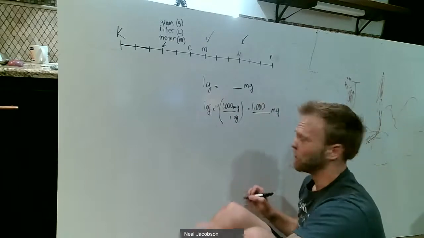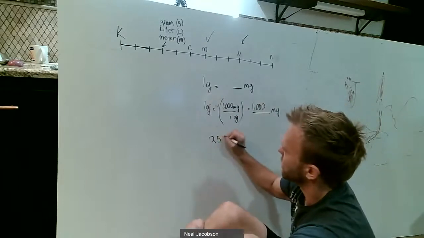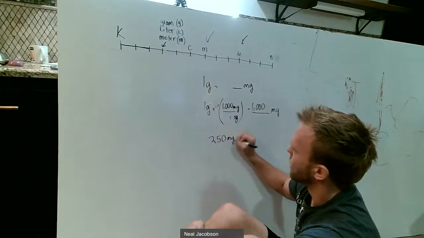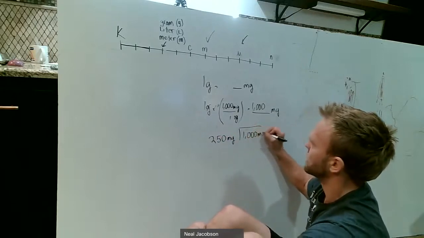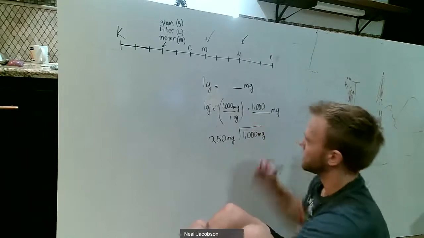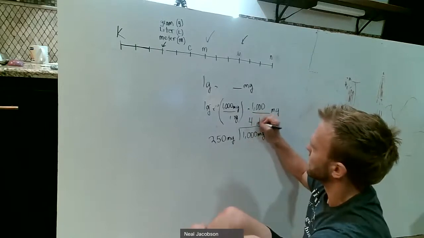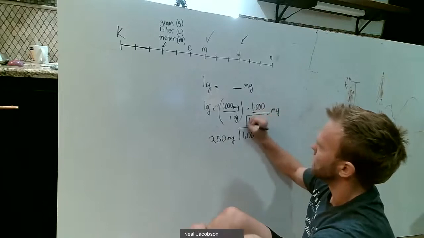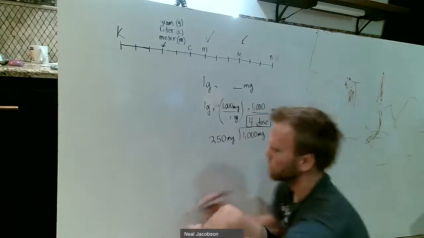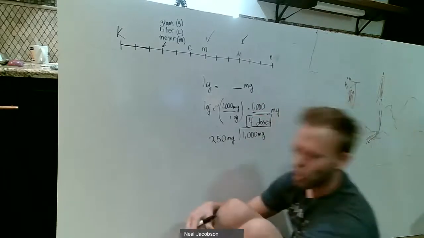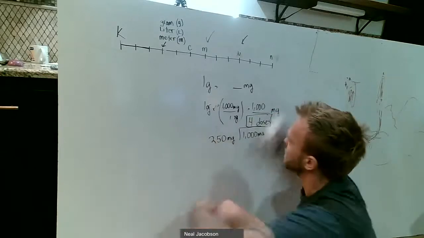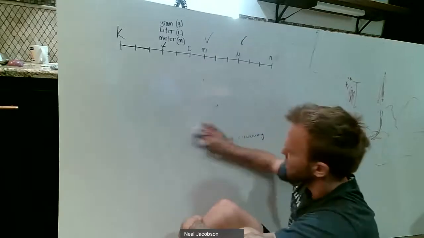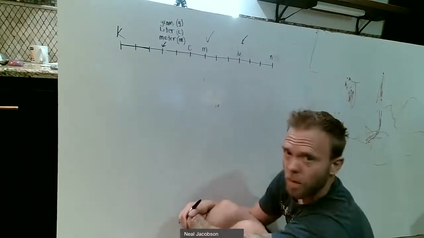How much is each pill? 250. So I need to take 1,000 milligrams and divide it by 250 to know how many doses to take. So I need to take 4 doses. 4 doses. Okay. Let's answer that question.